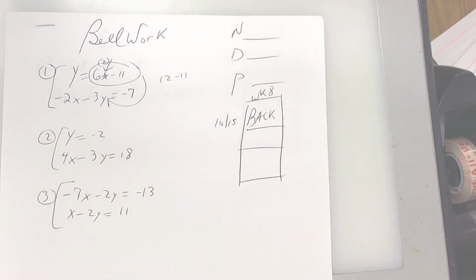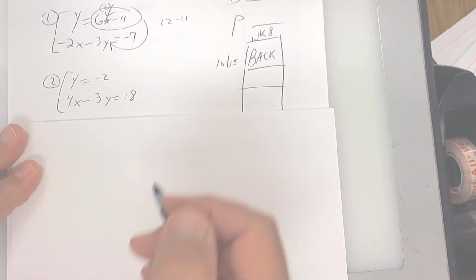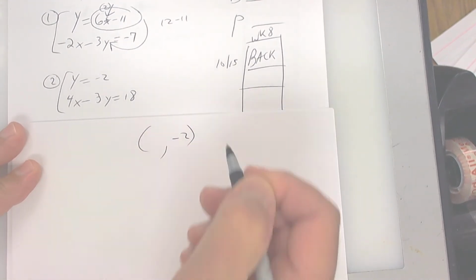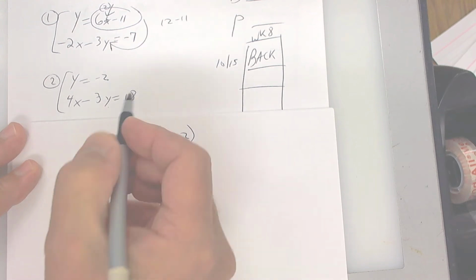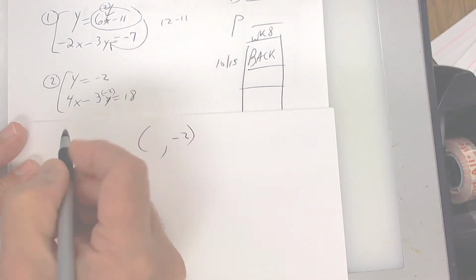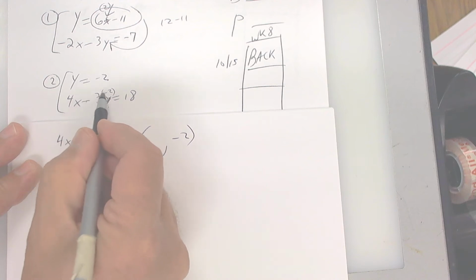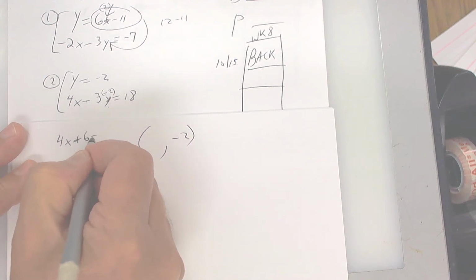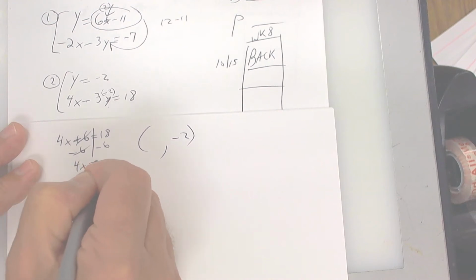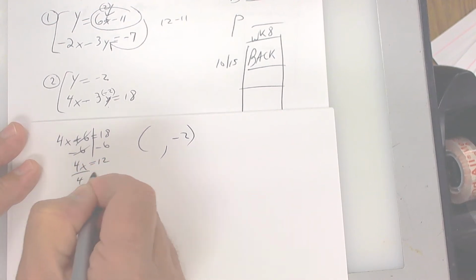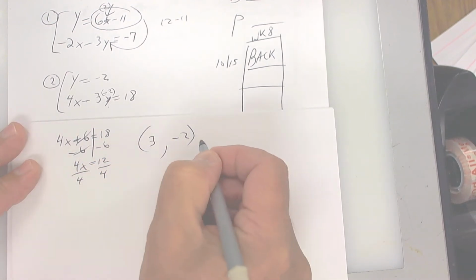Number 2. Number 2 already has y done. So you're already halfway done. Now you're going to take this negative 2 and plug it in for the y. So scratch this out. This becomes a double negative, that's a plus. And now you want to subtract 6 and divide by 4 and you get 3.